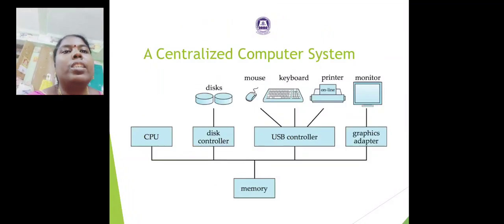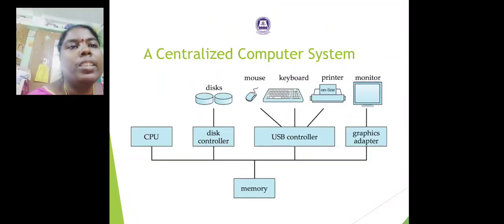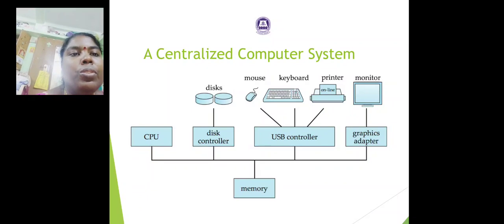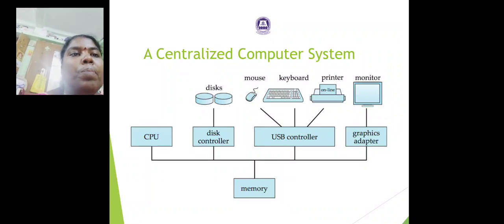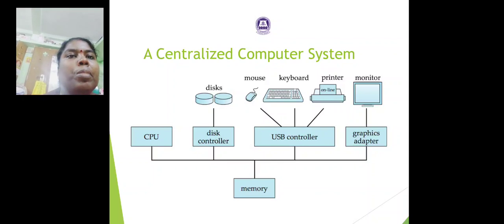Now we will see the structure of the centralized computer system, which uses shared memory. All the devices communicate through the shared memory, and they are connected through the bus. The bus is nothing but a set of wires. So the CPU, disk controller, USB controller and graphics adapter are all connected through the bus with the shared memory. This is the architecture of the centralized computer system.